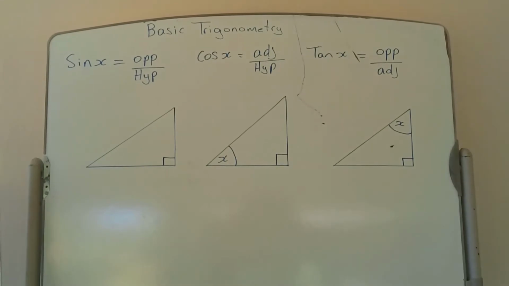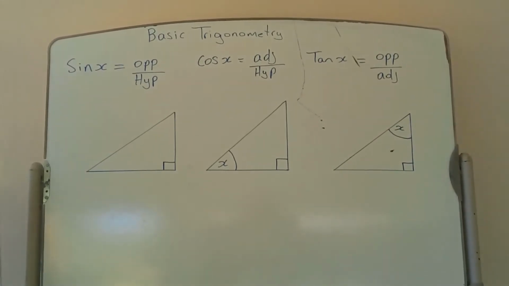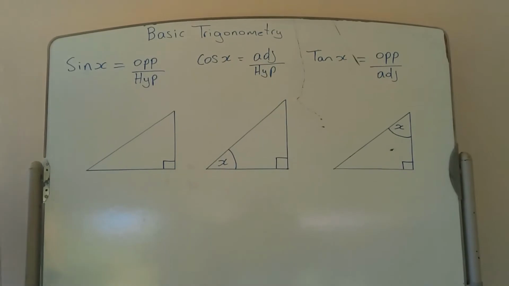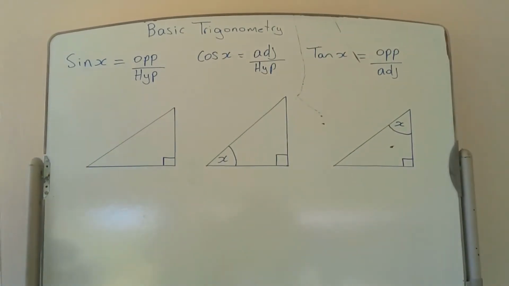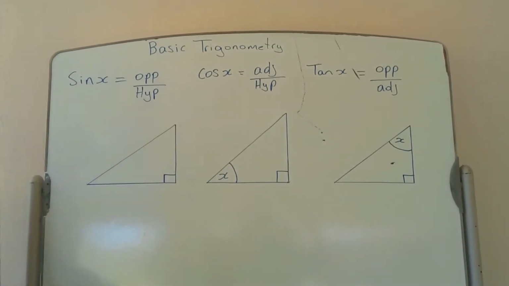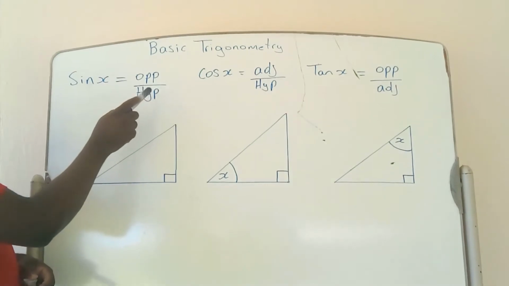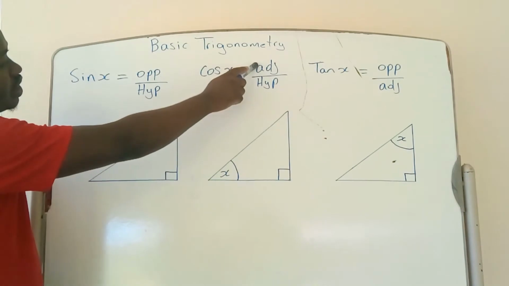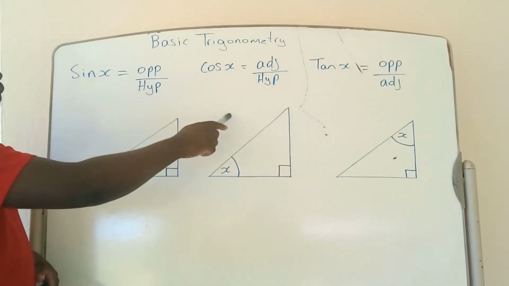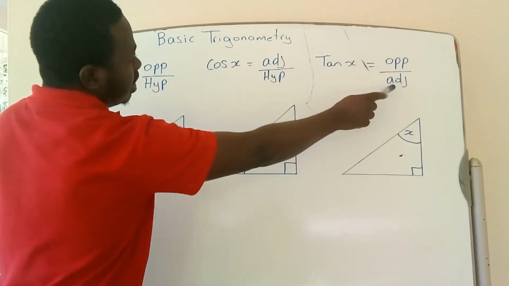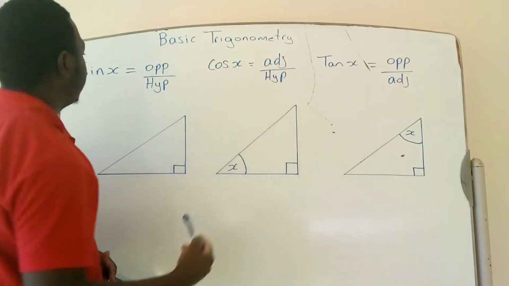Hello everyone, we're going to focus on some basic trigonometry in this lesson. We're going to look at three of the ratios associated with trigonometry, which are sine of an angle, cosine of an angle, and tangent of an angle. The ratio opposite over hypotenuse is associated with sine of an angle, adjacent over hypotenuse is associated with cosine of an angle, and the ratio opposite over adjacent is associated with tangent of an angle.